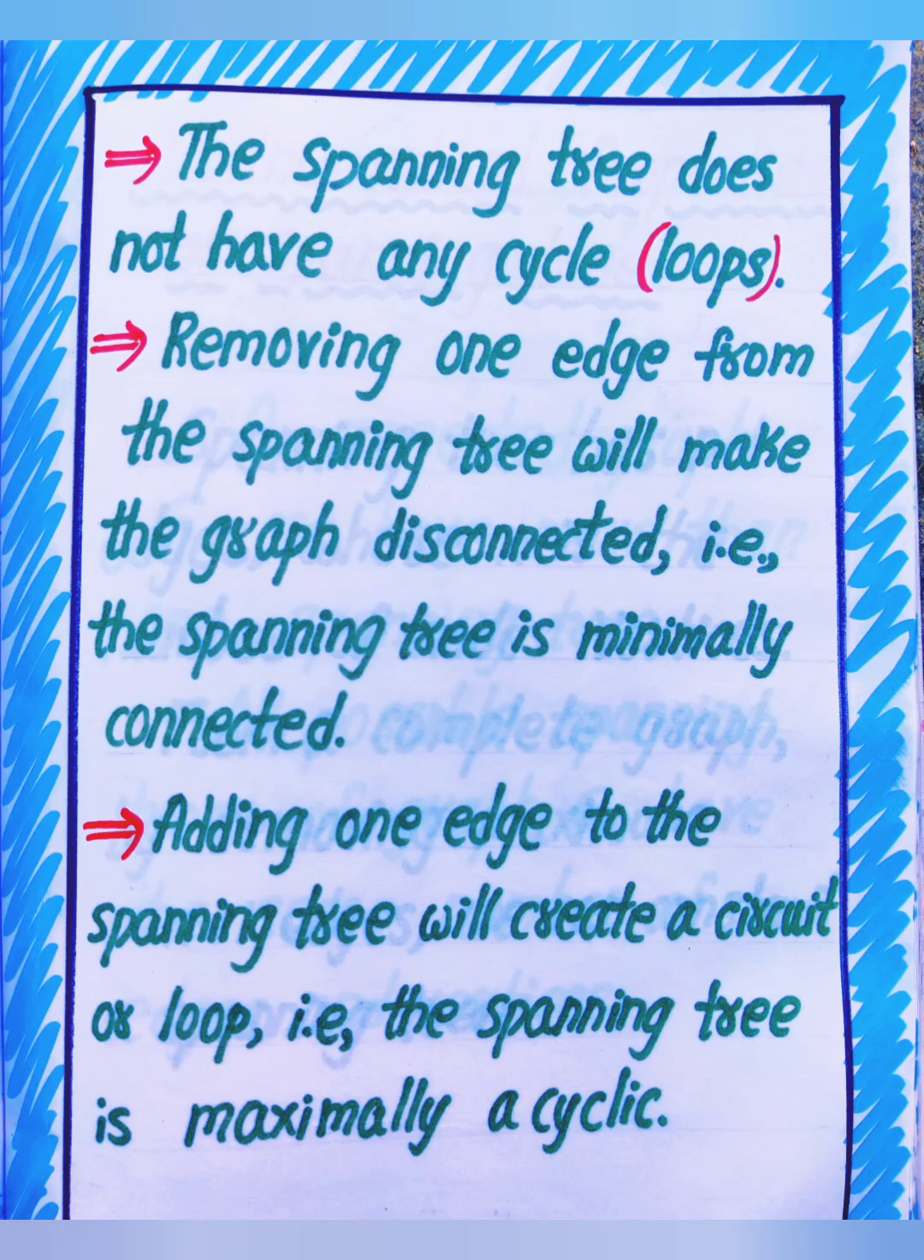That is, the spanning tree is minimally connected. Adding one edge to the spanning tree will create a circuit or loop. That is, the spanning tree is maximally acyclic.